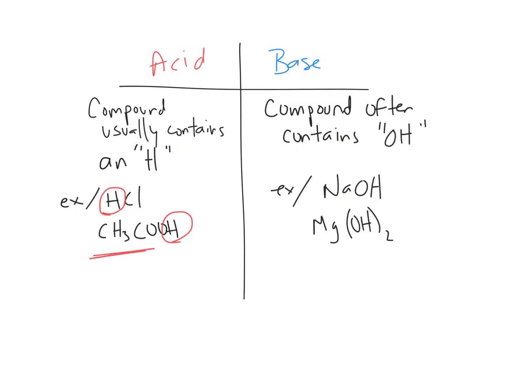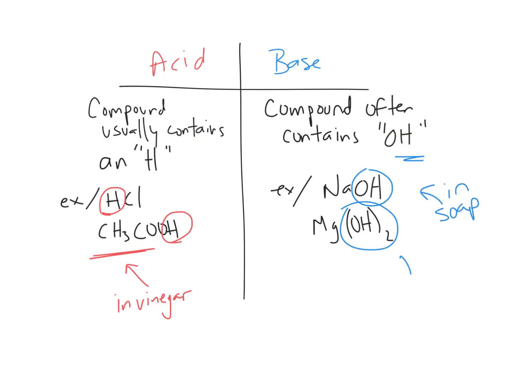This acid, ethanoic acid, is found in vinegar, just to give you a place you might see it in everyday life. Bases, on the other hand, tend to contain hydroxide, OH, so something like NaOH or Mg(OH)2. Sodium hydroxide is found in soap. It's not itself soap, it's in soap. And Mg(OH)2 can be called milk of magnesia. It's often found in antacid tablets, like Rolaids or Tums, that kind of stuff.